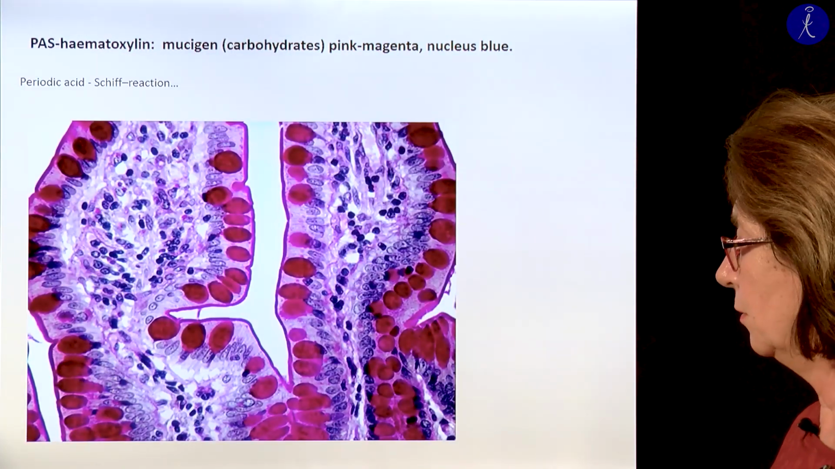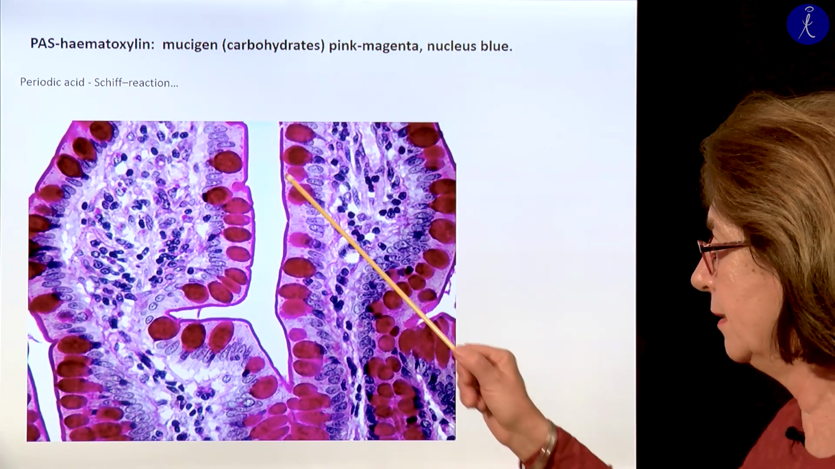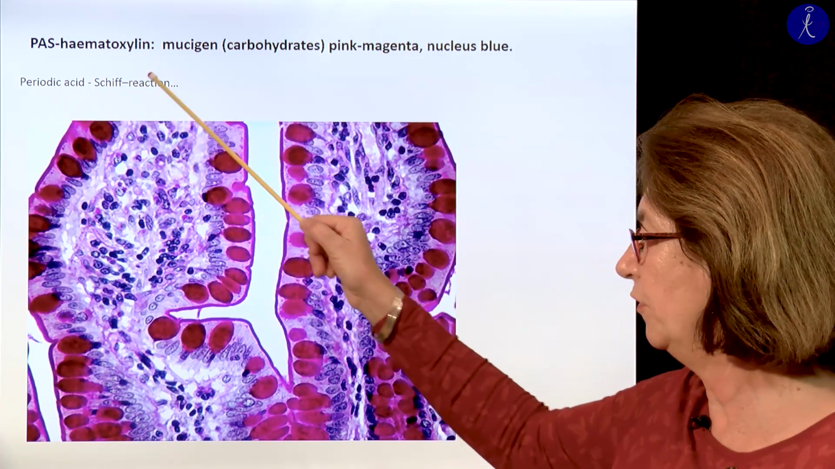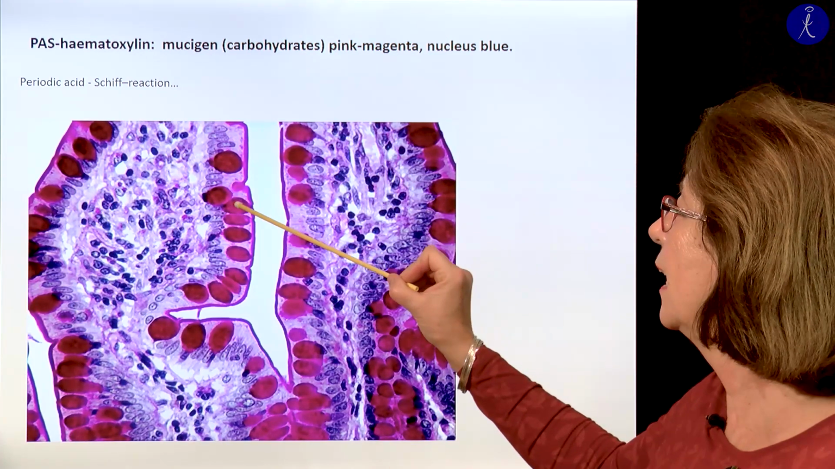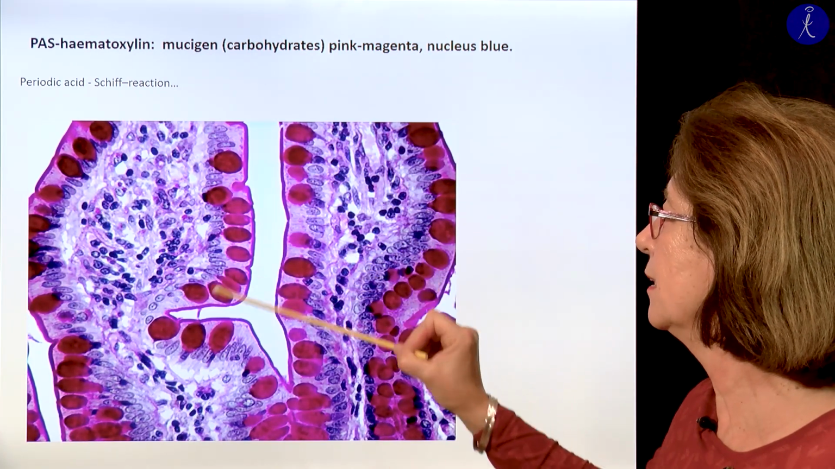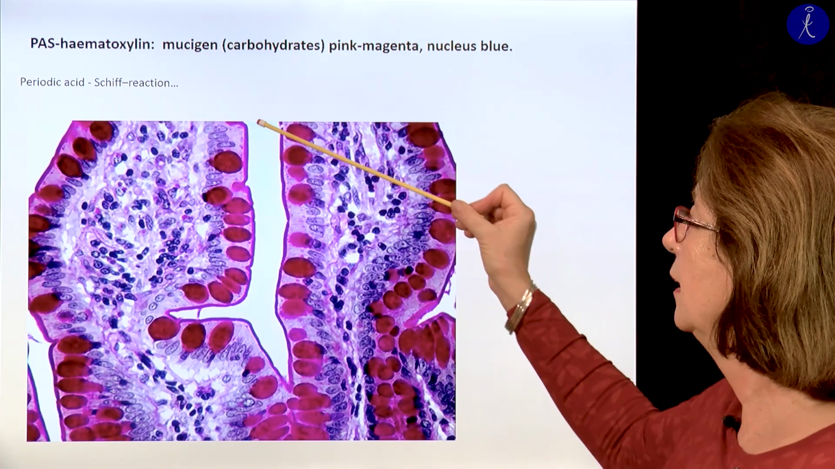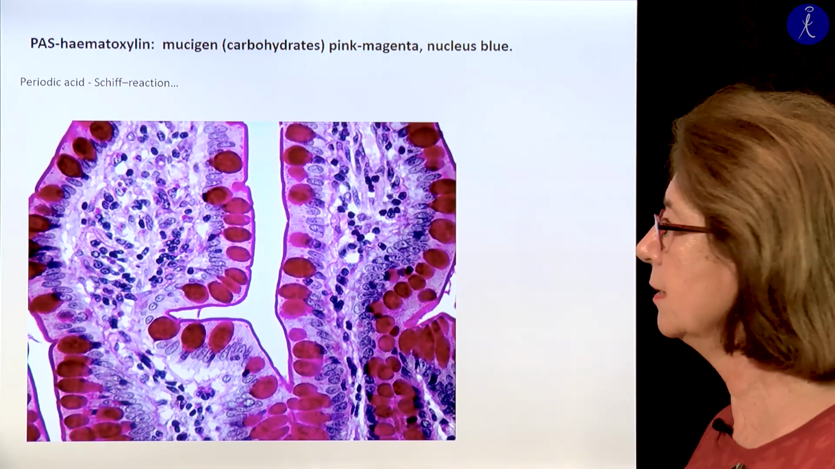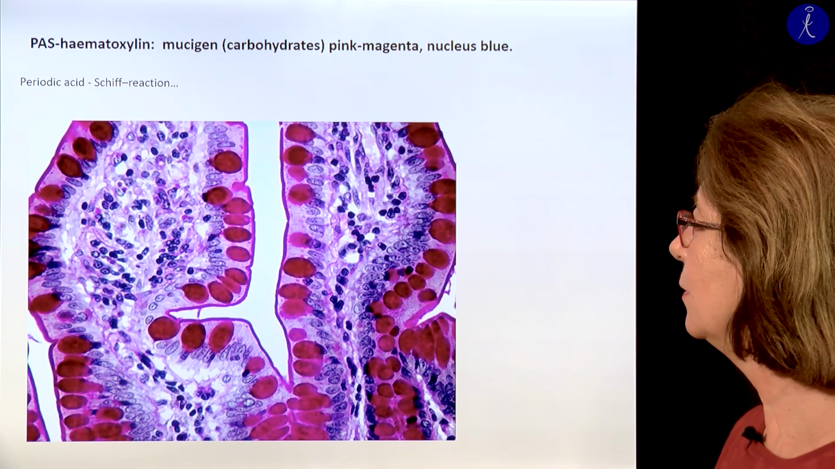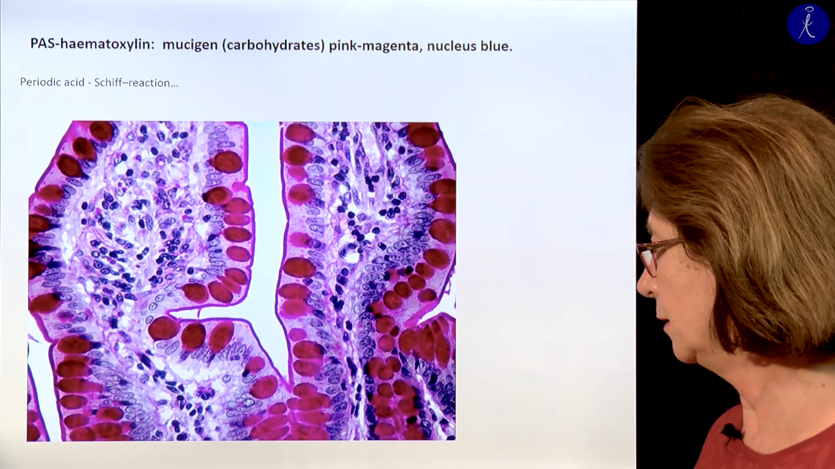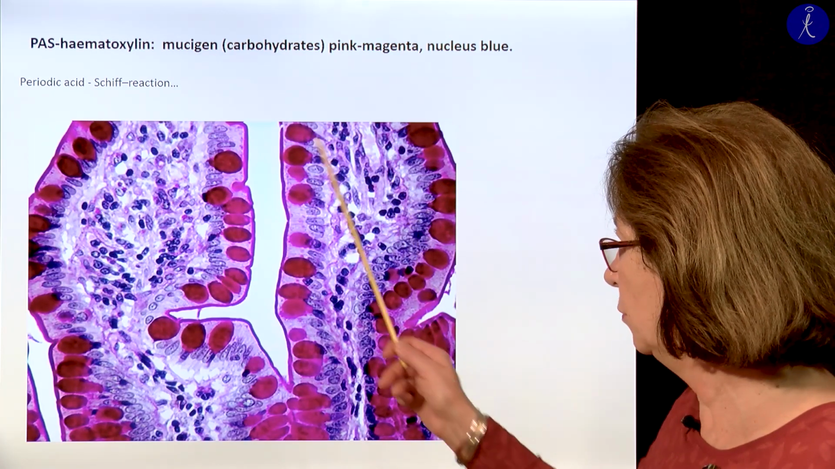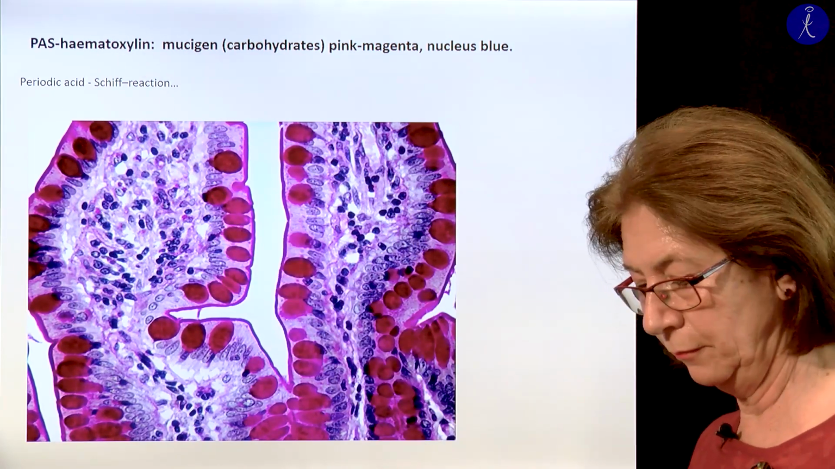With the PAS hematoxylin staining, the PAS stands for periodic acid Schiff reaction. This will show the carbohydrates like the mucigen in the goblet cells, that's for example a carbohydrate, and the glycocalyx on the surface, that's also a carbohydrate. So this will appear in this purple or magenta color. The nuclei are blue because we also use hematoxylin.